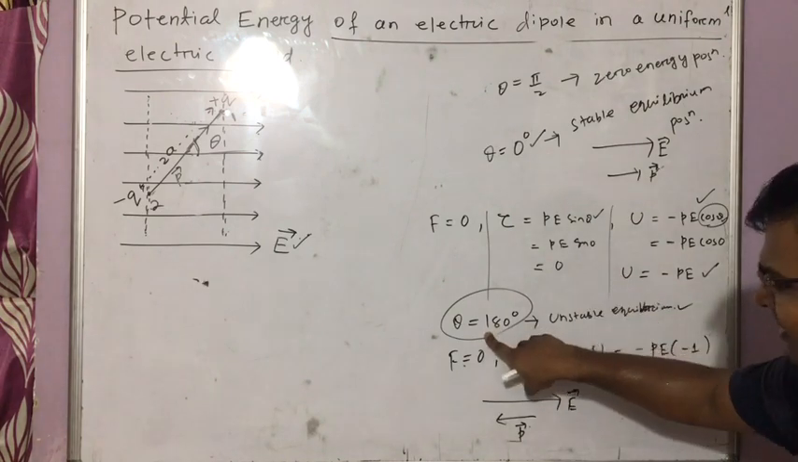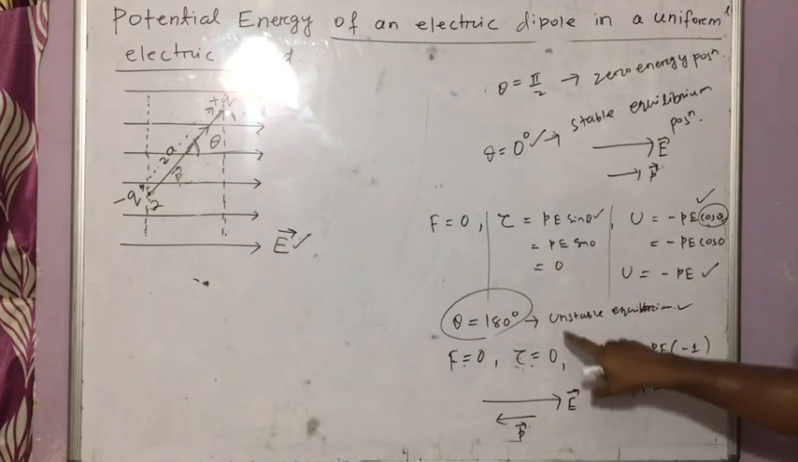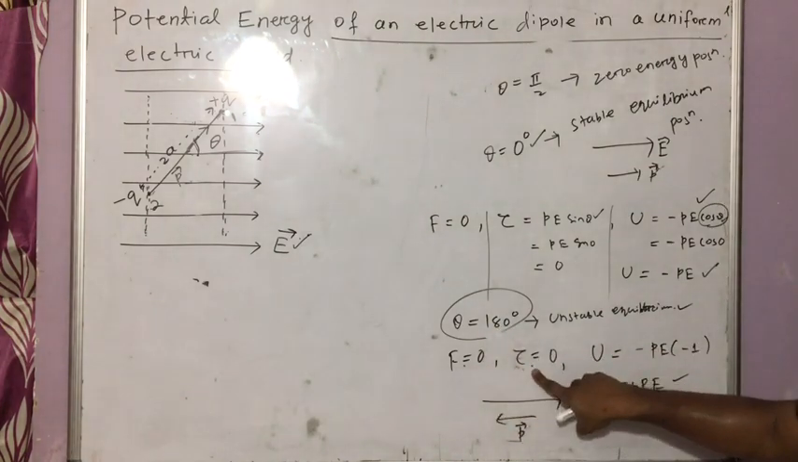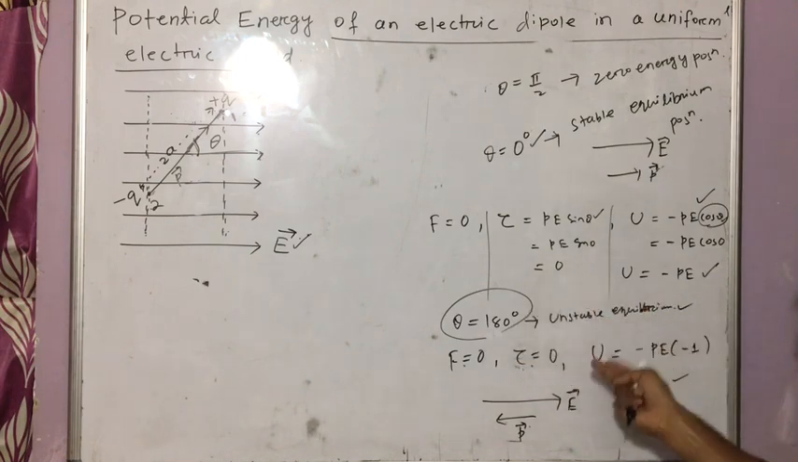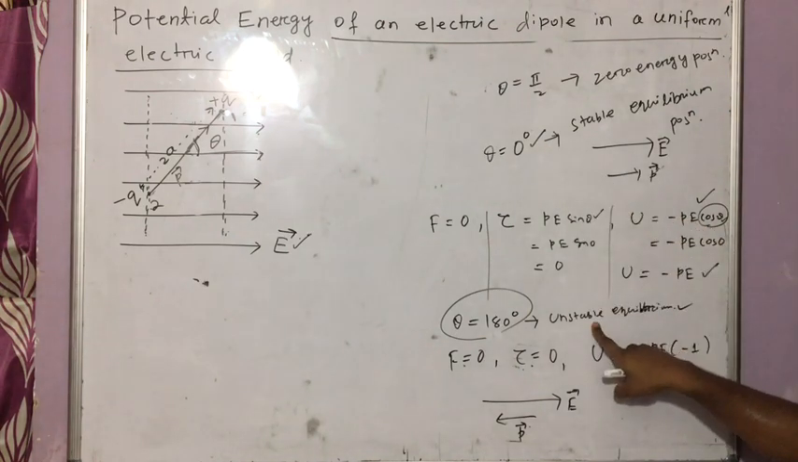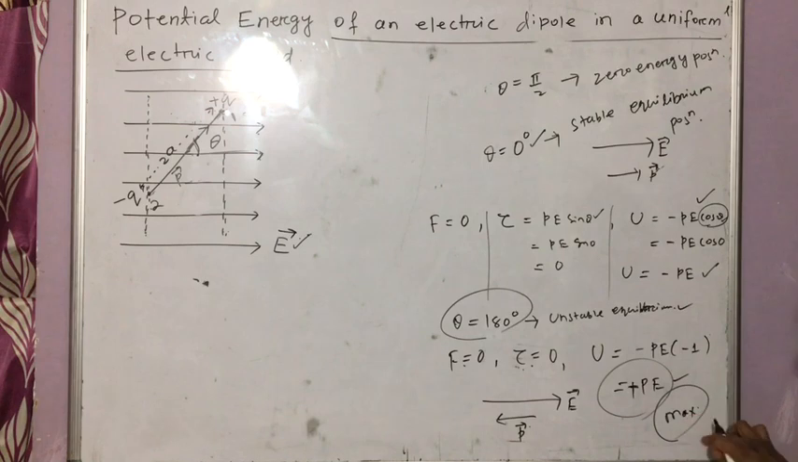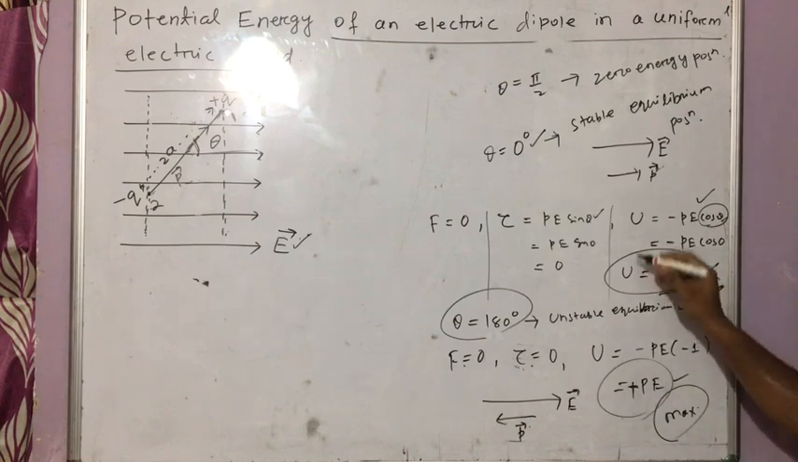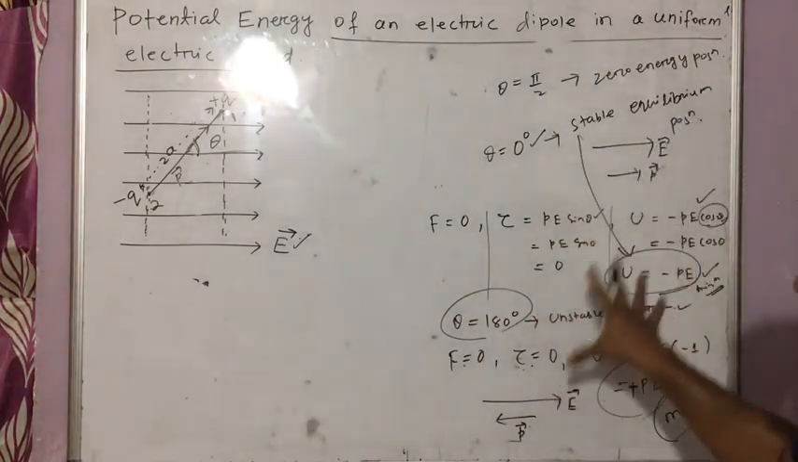Why? Because at the theta 180 degree position, force is 0 and torque is 0, so it will remain as it is if it is undisturbed. But if you disturb it, it will come back to the other position. That's why this equilibrium is called unstable equilibrium, and in this case, remember, the potential energy is maximum. In the case of stable equilibrium, this potential energy will be minimum. So try to remember this. This is the most important part here.